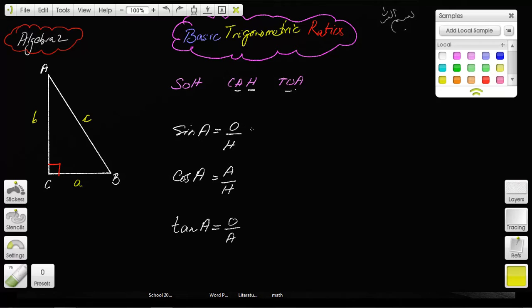So in this case, sine of A will be opposite over the hypotenuse, right? So it would be opposite over hypotenuse. Cosine would be adjacent over hypotenuse, and tangent would be opposite over adjacent, like this.